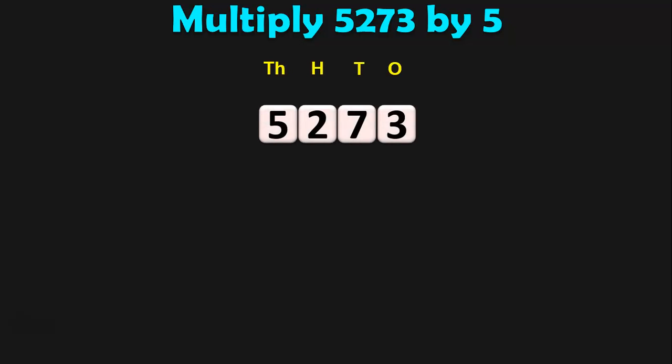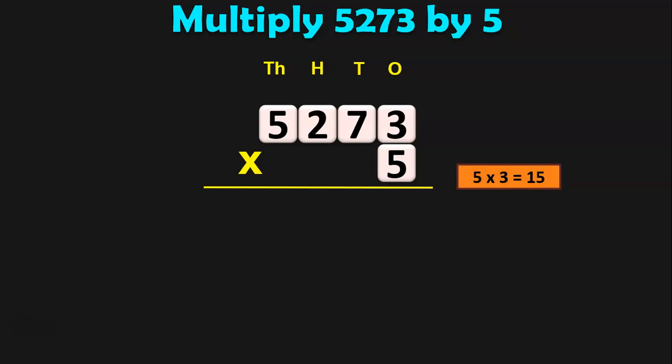Multiply 5273 by 5. Write down the 4-digit number and multiply it by the single digit number 5. Begin the multiplication from the ones place. 5 into 3 is 15. So that is nothing but 15 ones. You can write it as 10 plus 5 ones.